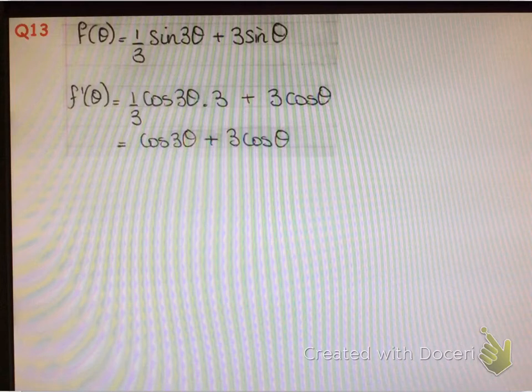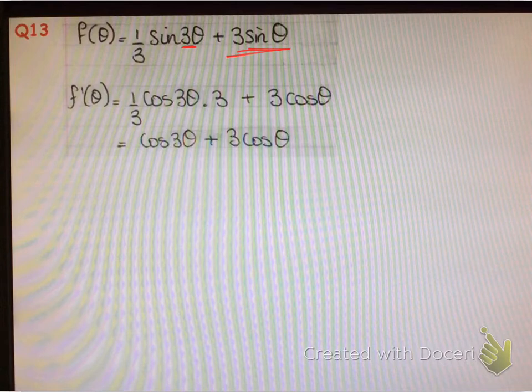Derive the trig function. So sine 3 theta turns into a cos 3 theta. And then derive the angle. 3 theta becomes 3. Over here then, 3 sine theta, it's going to become 1 times 3 is 3. Reduce the power by 1 and you'll get a power of 0. So sine theta to the power of 0 is just 1. And then derive the sine function, you get cos theta. Derive theta, you'll get 1. So it tidies up to be 3 cos theta.